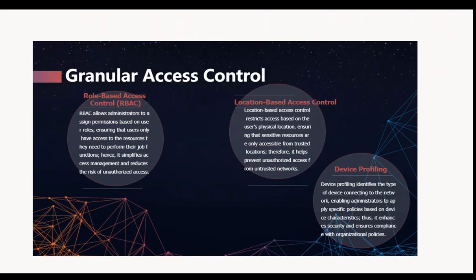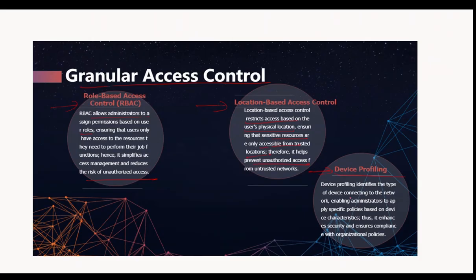Now, about the policy and access control, the ISE provides granular access control of different types: role based, location based, and device profiling. Role based access allows the administrator to assign permissions based on user roles, ensuring that users only have access to the resources they need to perform their job functions, and it simplifies the access management and reduces the risk of unauthorized access. Location based access control restricts the access based on physical location of a user, ensuring that the sensitive resources are only accessible from trusted locations, and therefore it helps prevent unauthorized access from untrusted networks.